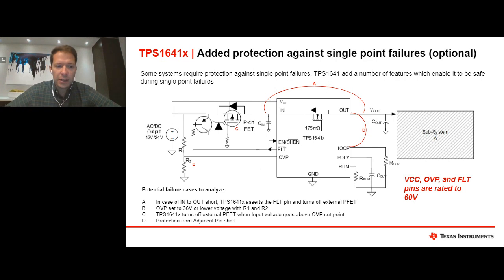So the first case we'll analyze is the case A, in case that there's an in to out short across the terminals. The TPS1641 can actually detect when that's occurring by placing a dummy load and determining if current is flowing through its MOSFET. And if not, then the device will actually turn off and signal a fault on the fault pin, which can then be alerted to the MCU. So that's one of the first cases where it can provide protection against a single point failure.